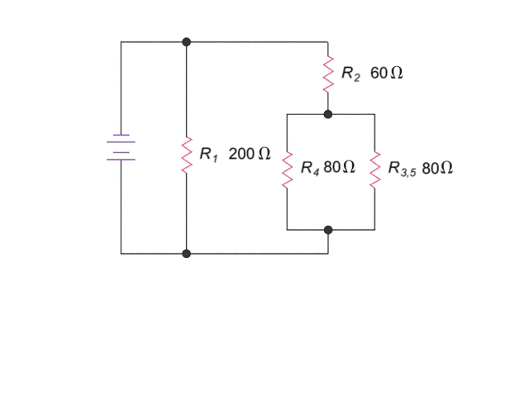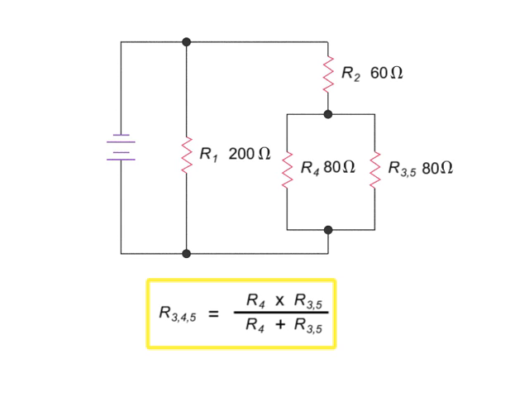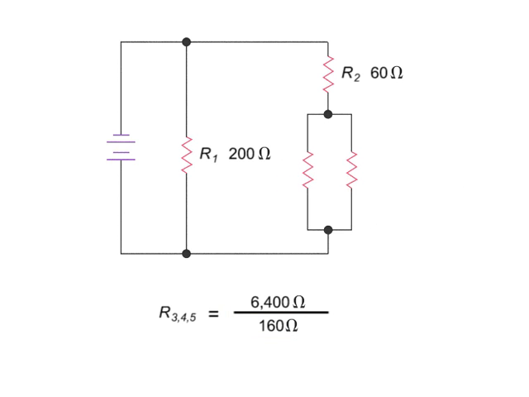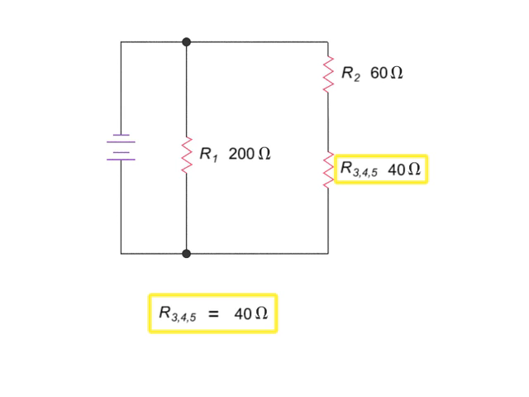Now, the R4 resistor and the equivalent resistance of the R3 and R5 resistors are in parallel. Their combined resistance can be calculated by dividing their product by their sum. Thus, using the product over sum equation, we have 80 times 80 equals 6400, divided by 80 plus 80, which is 160, giving 40 ohms.